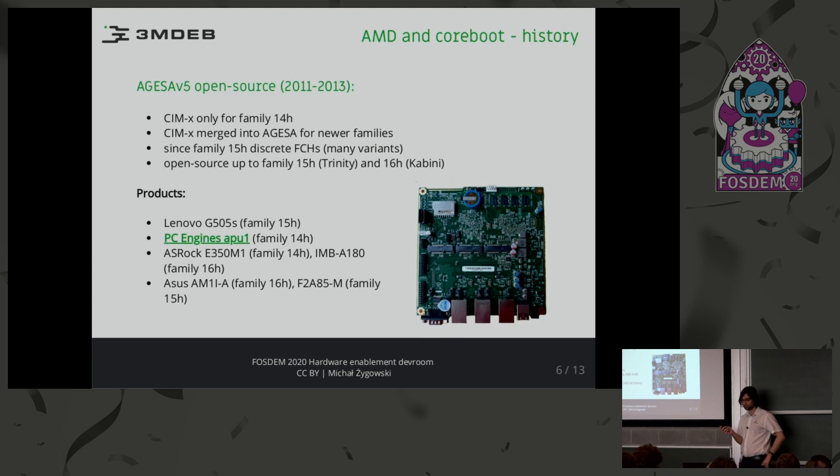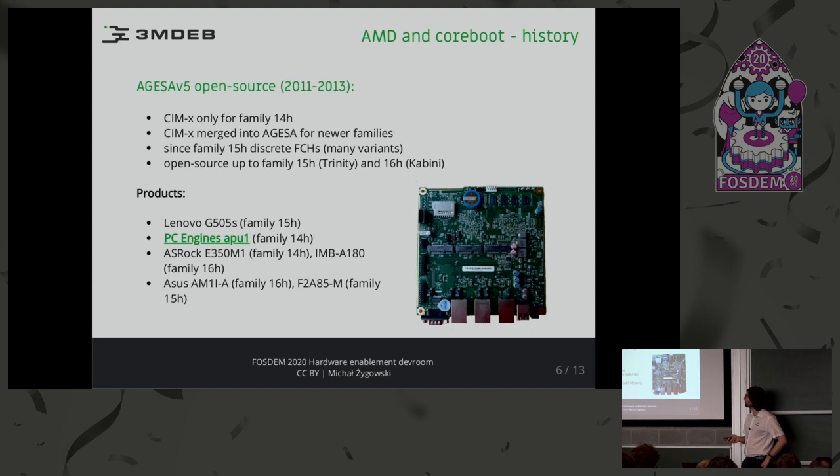For example, open source AGESA was introduced for family 15, the Trinity codename. For example, you can have family 15 support on the Lenovo G505S, and on these Asus boards, and family 16H, which was codenamed KGPE-D16, and some of the main boards also supported, like those ASRock AMD A180.